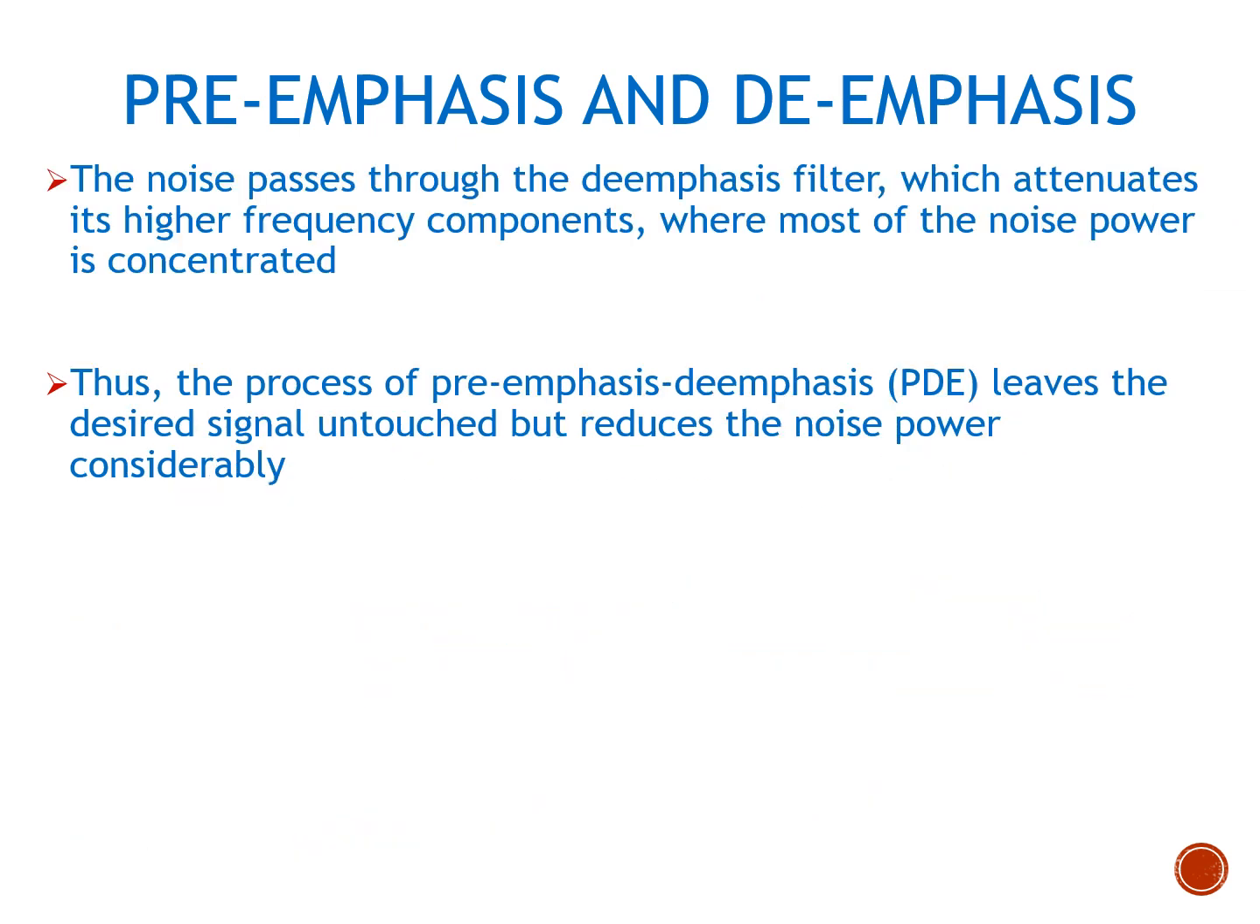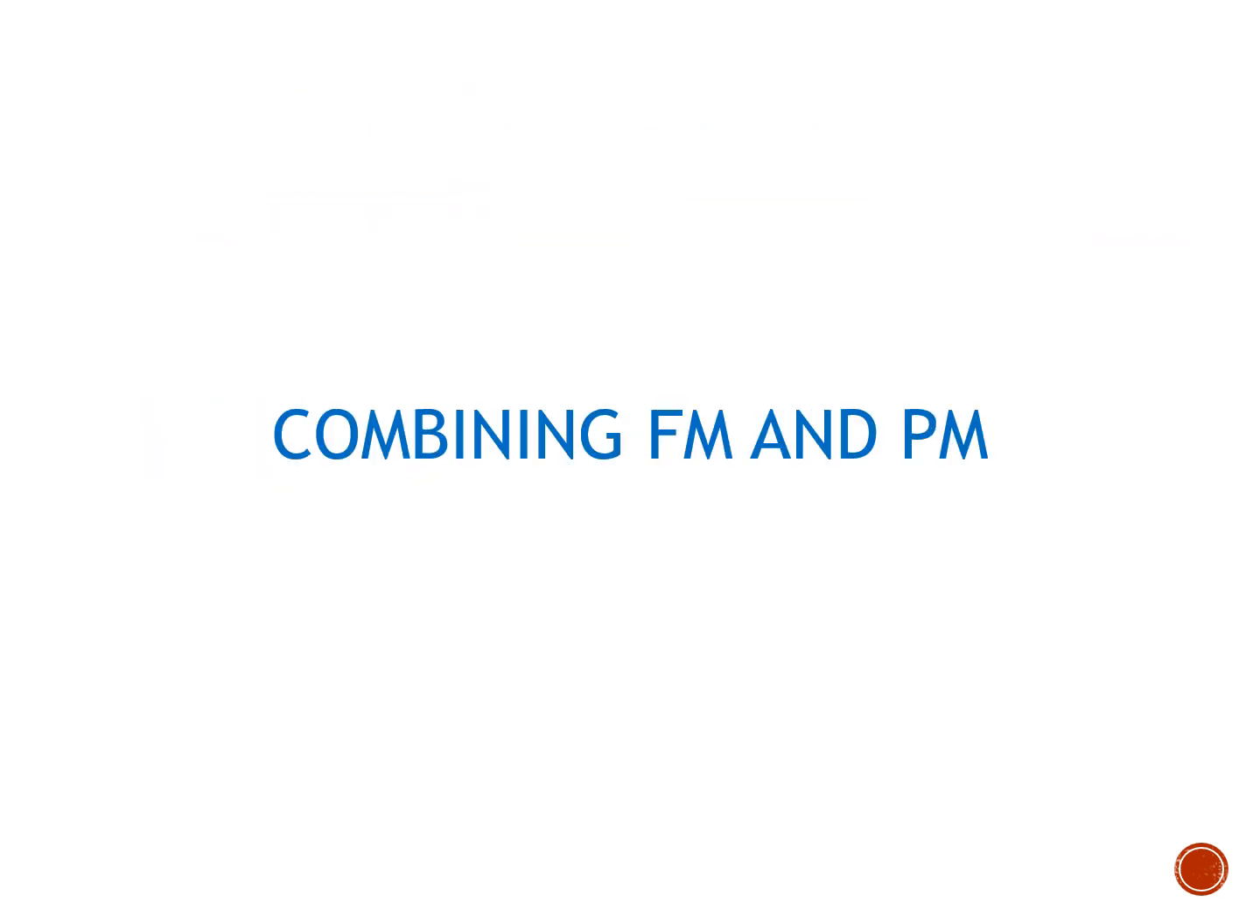So noise passes through the de-emphasis filter, which attenuates its higher frequency components where most of the noise power is concentrated. So the process of pre-emphasis and de-emphasis, which is generally called PDE, leaves the desired signal untouched but reduces the noise power considerably. So that's why it's a very important process in PM or FM signal transmission. This is achieved by generally combining FM and PM. Now we'll look into the practical circuits that are used to achieve this goal.